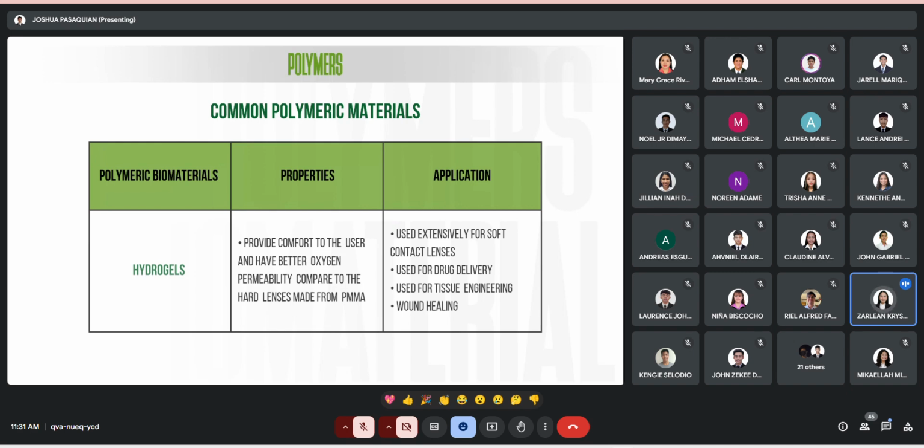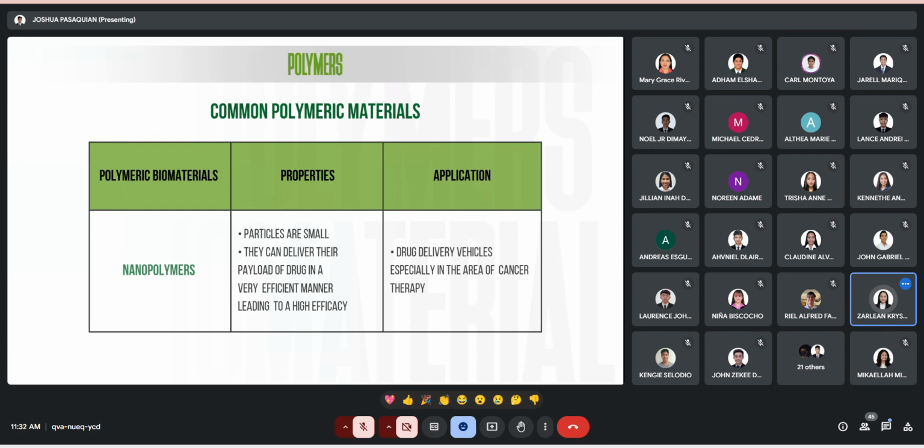Then the hydrogels. Hydrogels are used for numerous biomedical applications such as tissue engineering, wound dressing, lubricants, contact lenses, and advanced drug delivery systems. Most of them are based on synthetic or natural polymers, forming a three-dimensional network that contains aqueous media. It provides comfort to the user and has better oxygen permeability compared to the hard lenses made from PMMA. Next.